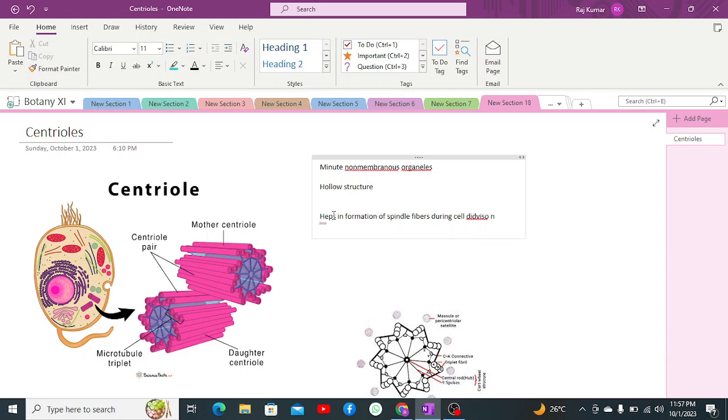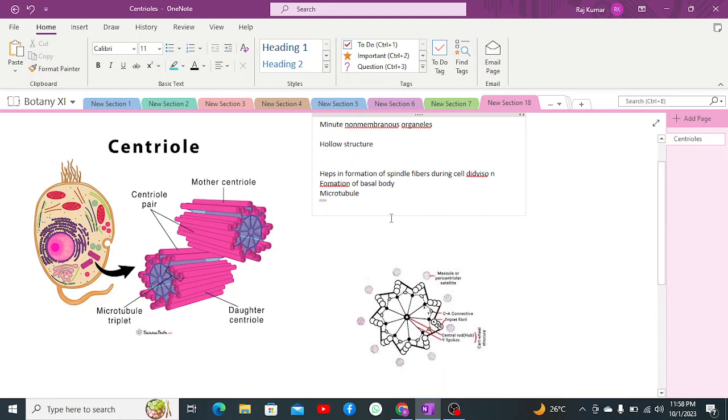Apart from which, centrioles are also involved in the formation of the basal body, which we are going to discuss further. What is a basal body and how is it important? It is formed by centrioles because it consists of microtubules. They have a microtubule structure.